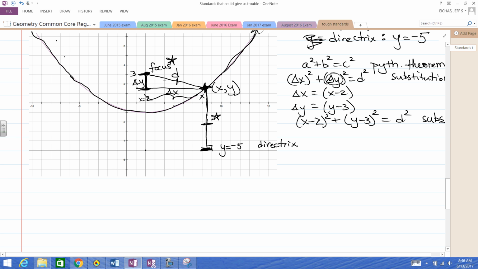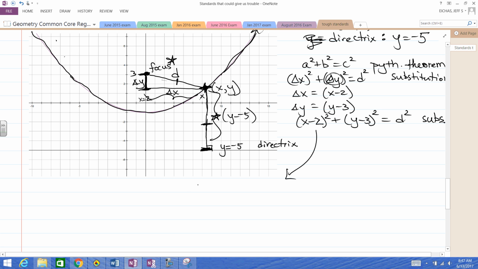Now that is straight up and down, which is why it's pretty reasonable for us to do this. It'd be crazy if they give us some other line, and they can't. This is hard enough as it is, so there's no way they'd give us some other line other than a y equals line. But here's what it looks like. So this distance is actually going to be y take away negative 5, which is y plus 5.